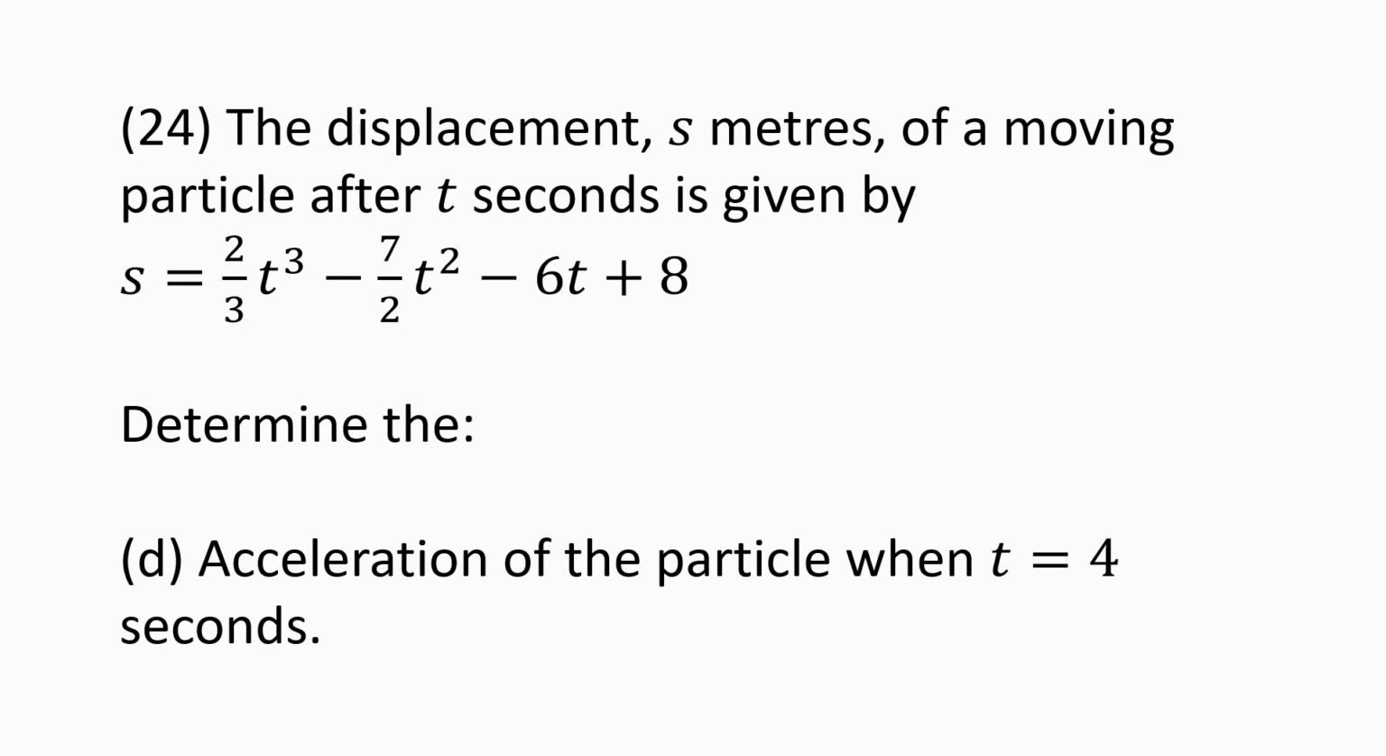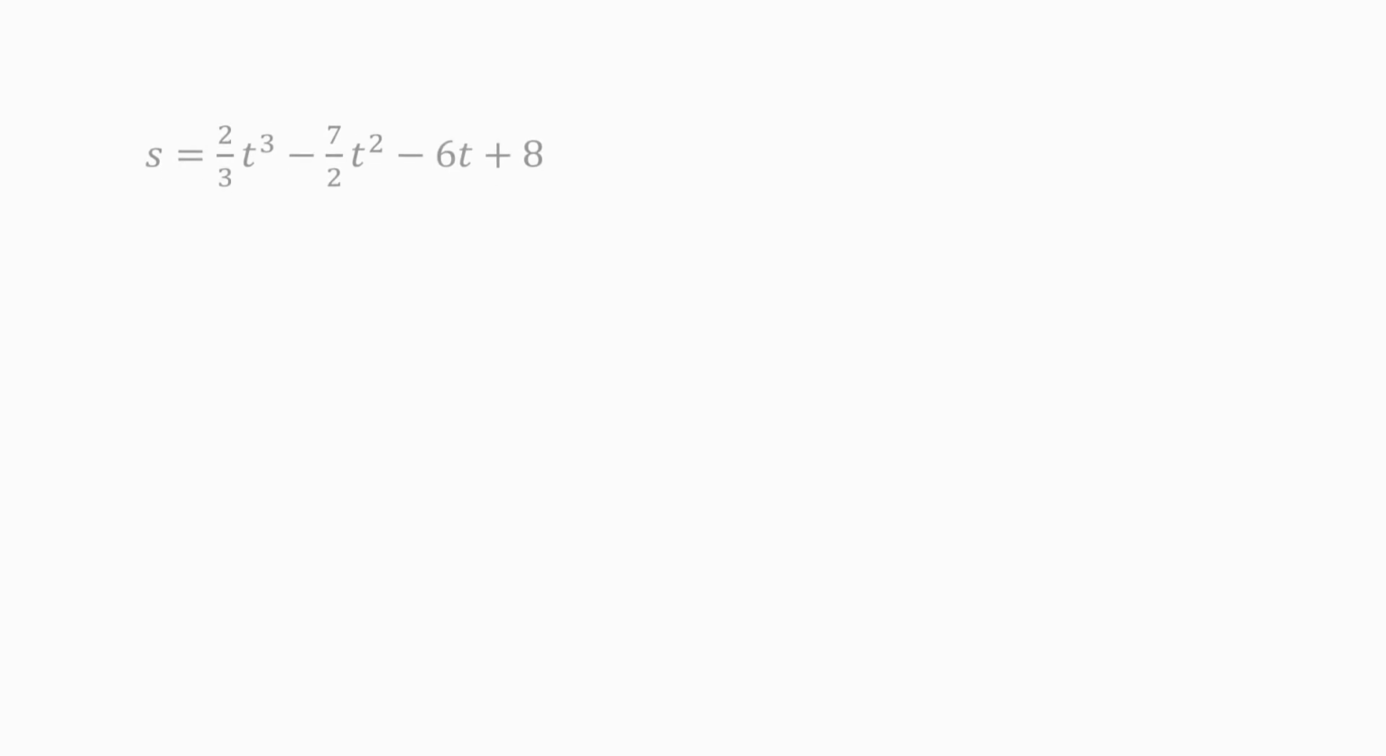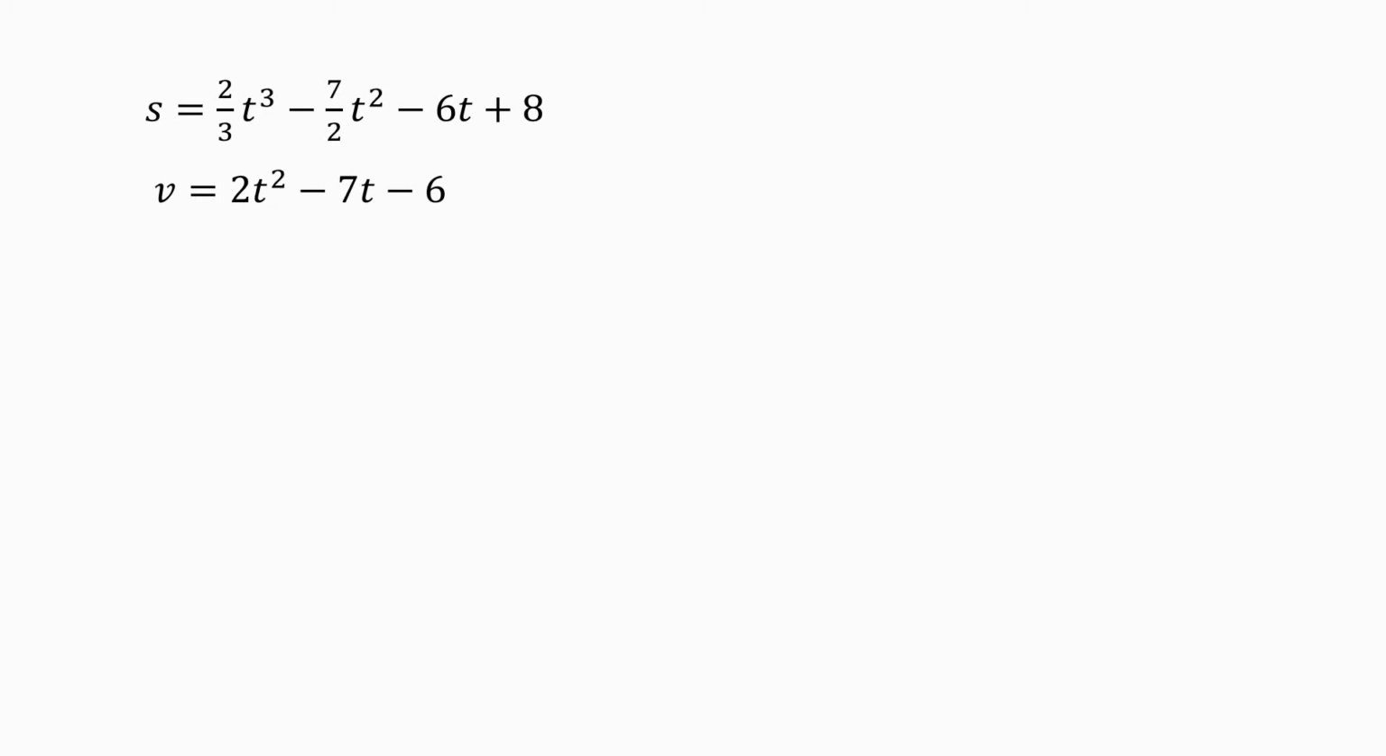Part D. Determine acceleration of the particle when t equals 4 seconds. We have the displacement function and the velocity function, and we need to find the acceleration when t equals 4 seconds. So the first step is to find the acceleration function, and to obtain it you need to differentiate the velocity function in relation to time.